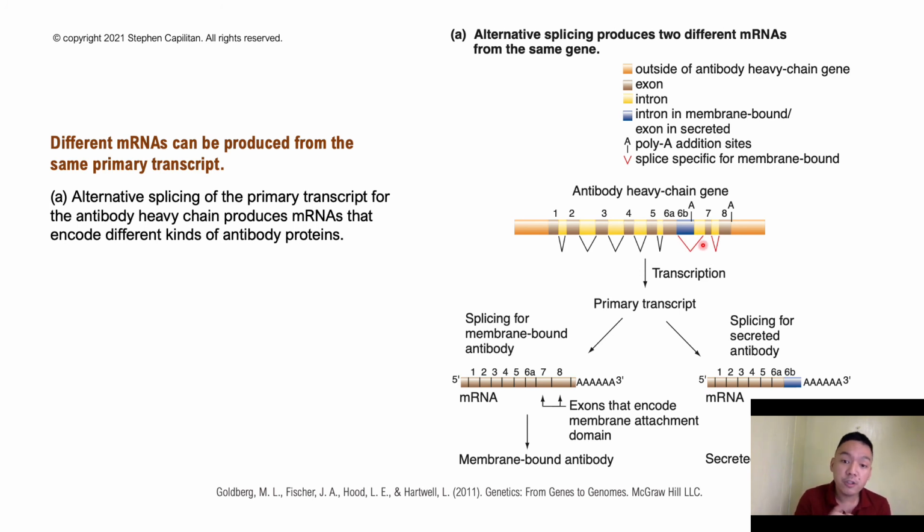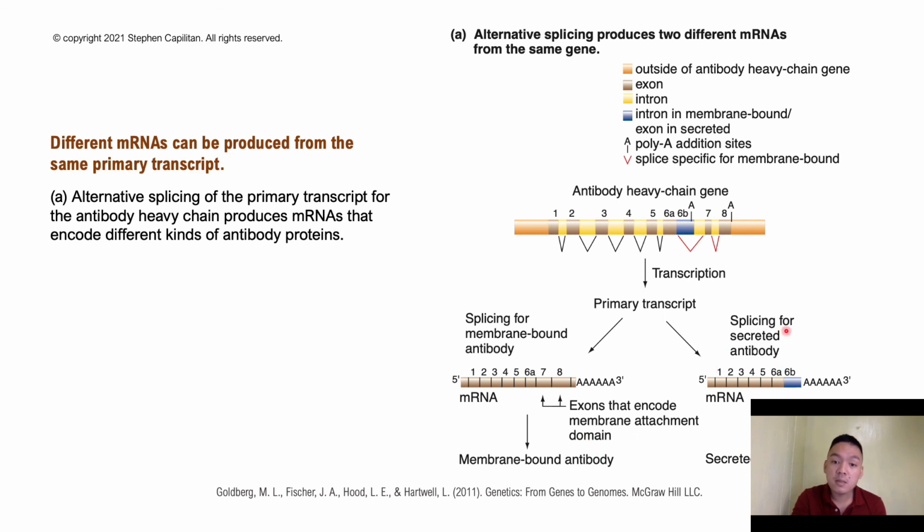So after transcription, the primary transcript will be spliced for membrane bound antibodies. All of the exons are found here, including the poly A tail. These exons 7 and 8 will encode a membrane attachment domain. So after they are transcribed, this will produce a membrane bound antibody.